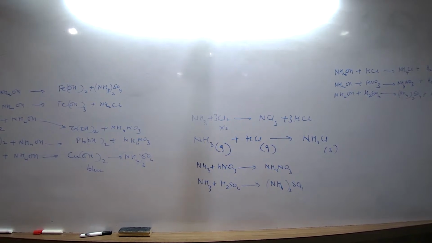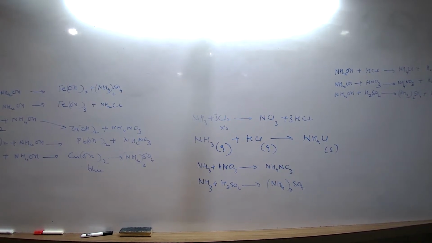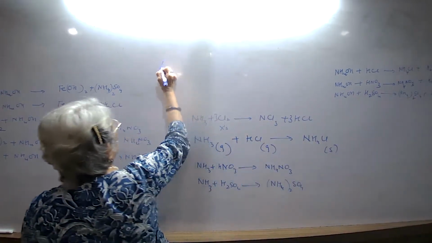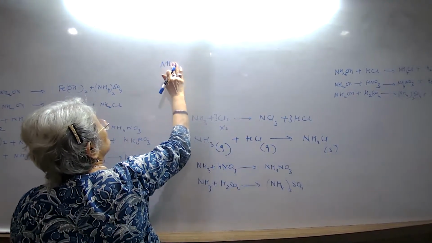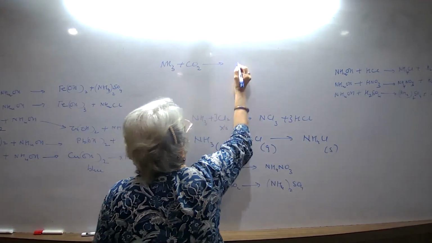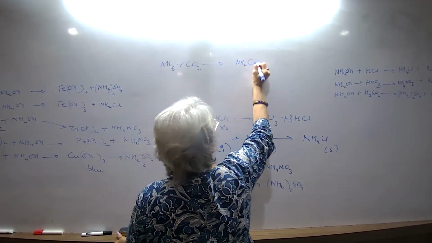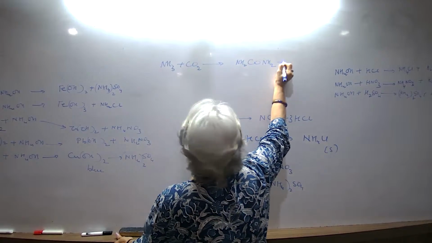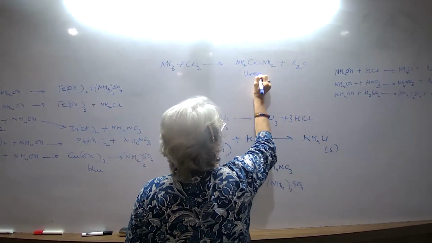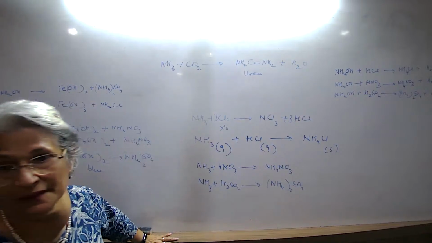Then it is used for the manufacture of fertilizer: ammonium sulfate, ammonium phosphate, urea. That's a very important reaction. Urea is what now? Ammonia plus carbon dioxide, so getting urea, NH2CONH2 plus water. This is urea, for the manufacture of urea.